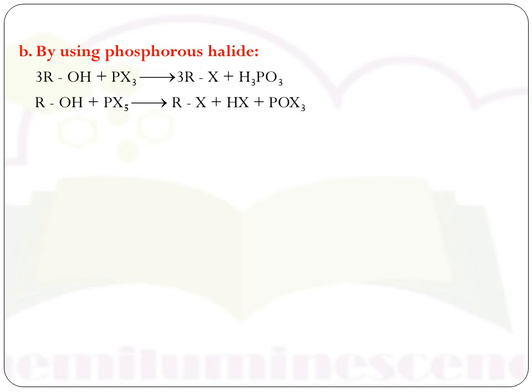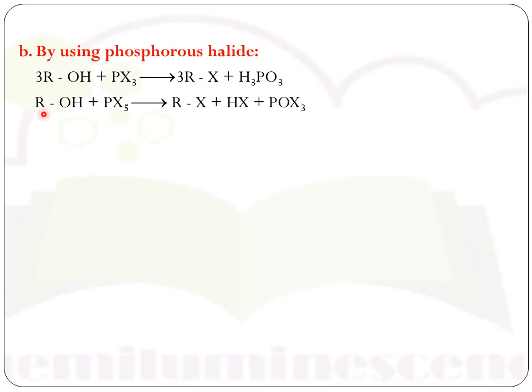These are the general equations which show the reaction between alcohol and phosphorus trihalide or phosphorus pentahalide. In the first equation, you can see 3 molecules of alcohol react with 1 molecule of phosphorus trihalide and form 3 molecules of alkyl halide, and phosphorous acid is formed as a side product.